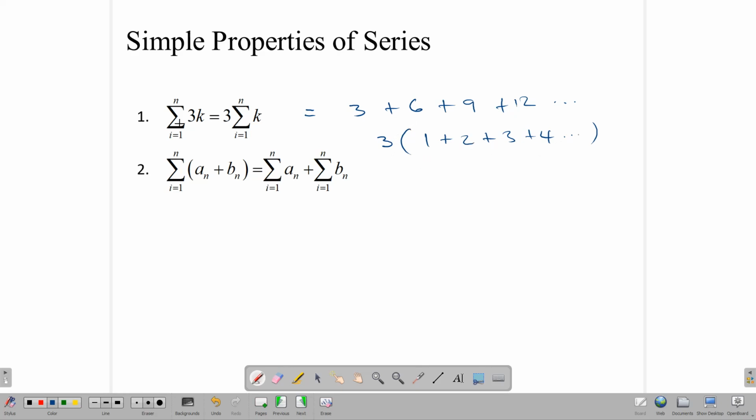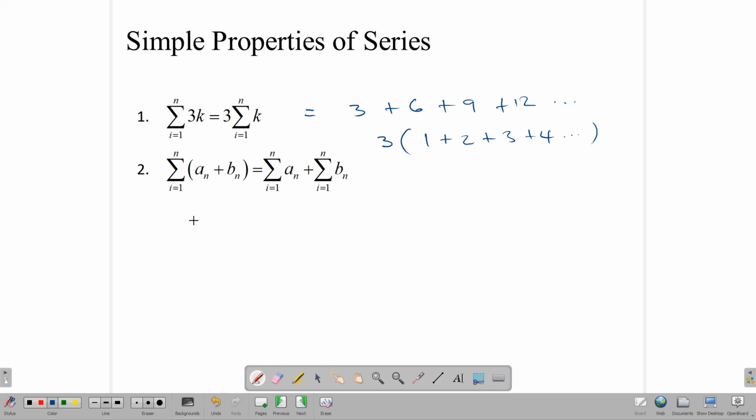Which means that if we have this, we can easily separate it. The sum of 3k from i equal 1 to n, we can separate it as 3 times the sum of k, for example. Same thing here. The sum of a_n plus b_n, we can break it in two and write it as the sum of a_n plus the sum of b_n. Notice that it's written over the same domain from 1 to n.